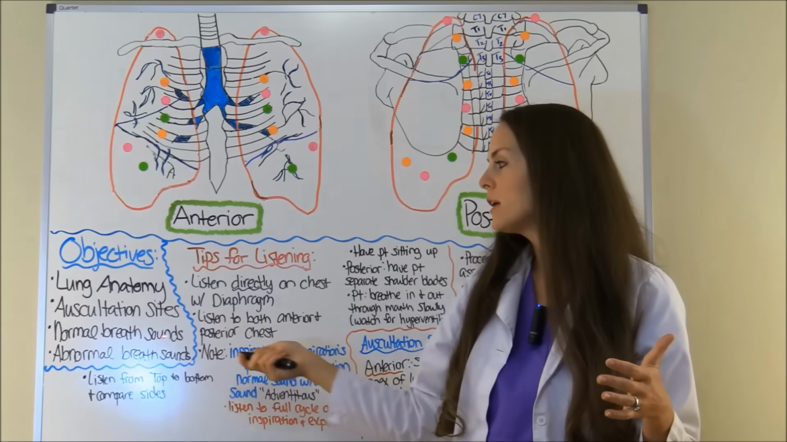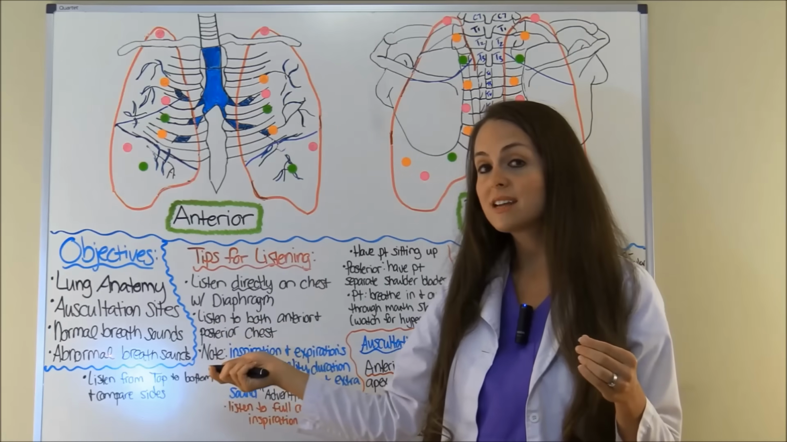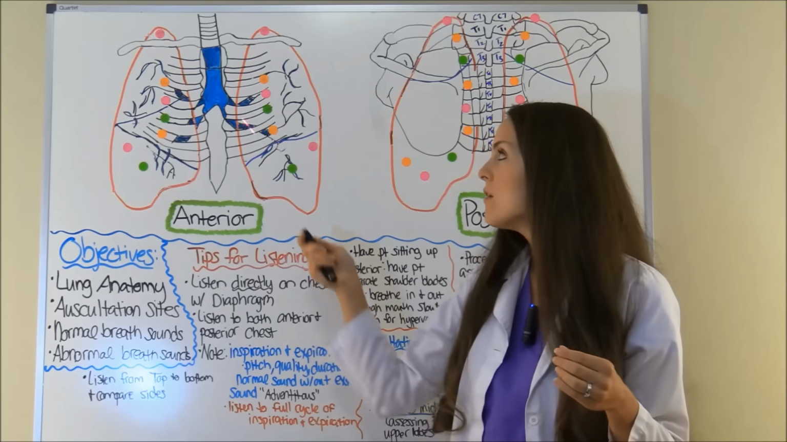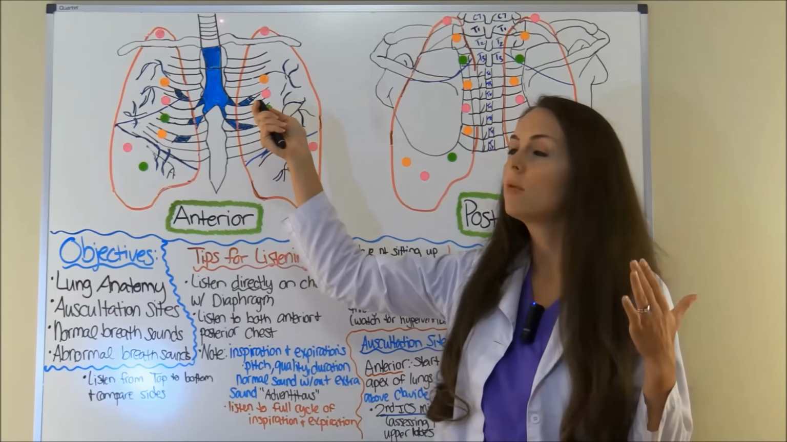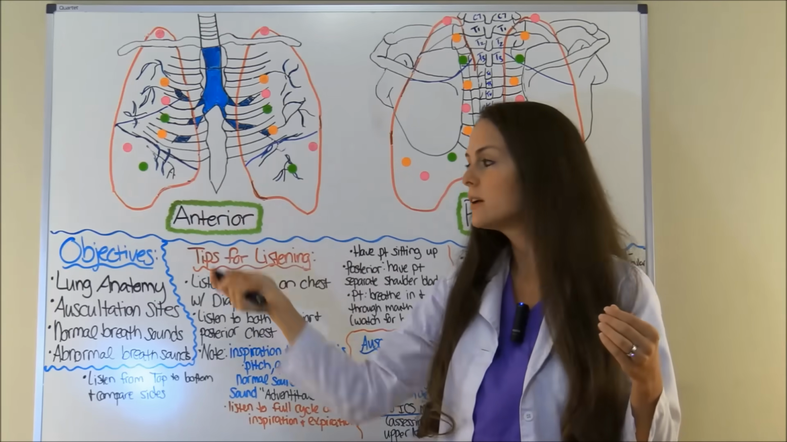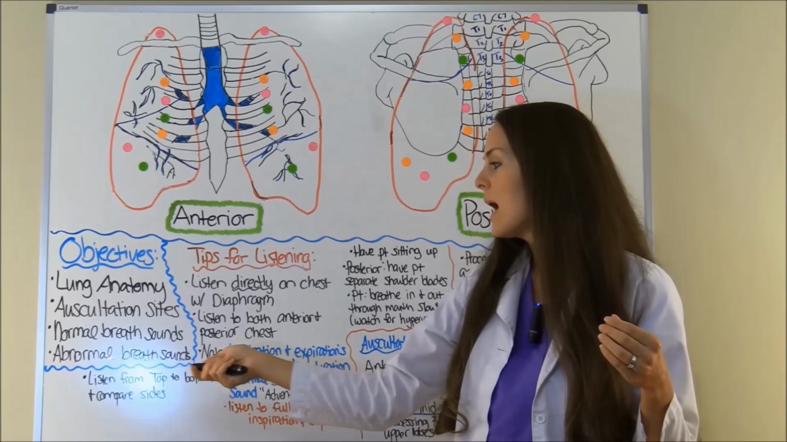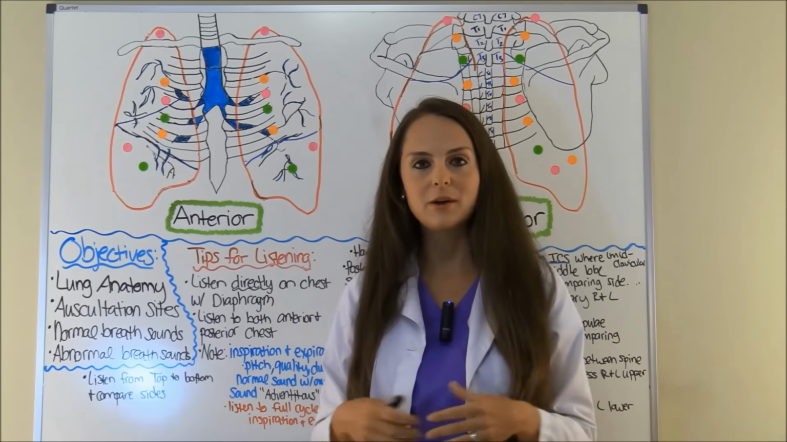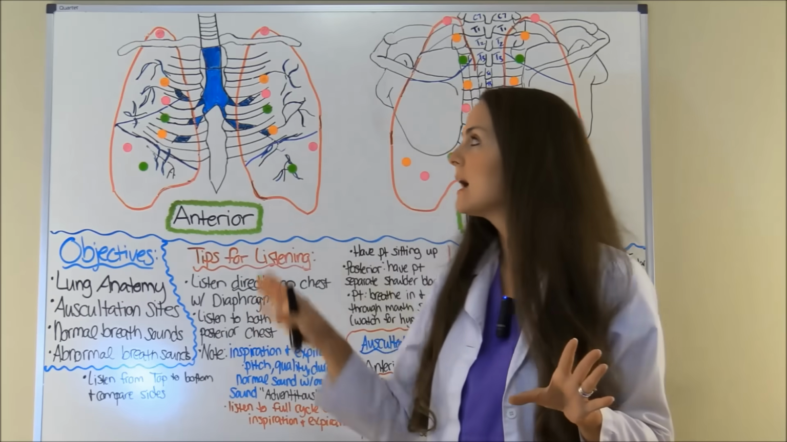We're going to go over some audio clips of normal breath sounds and where you should hear them, because that's a big thing. You should know where you should hear bronchial versus vesicular. And we're going to go over abnormal breath sounds, and I'm going to let you listen to them and you can compare the two. So first, let's go over lung anatomy.